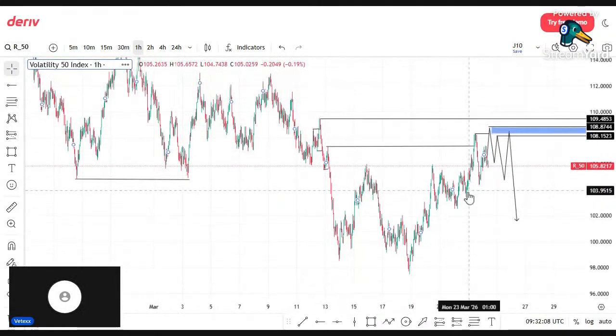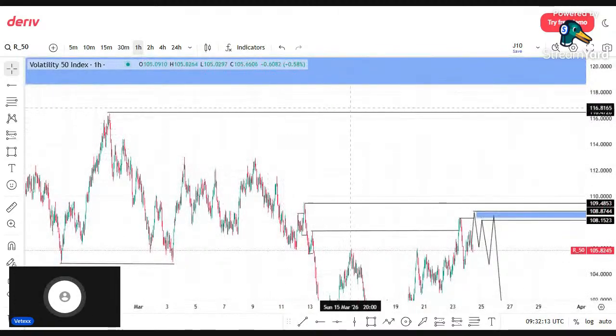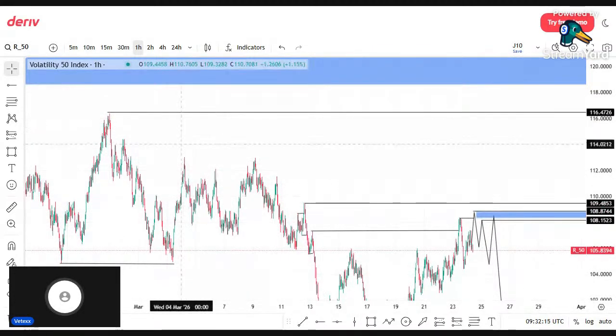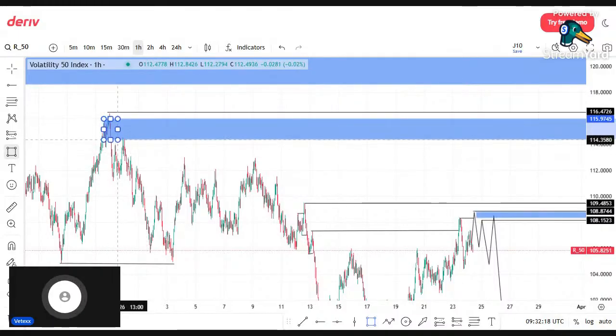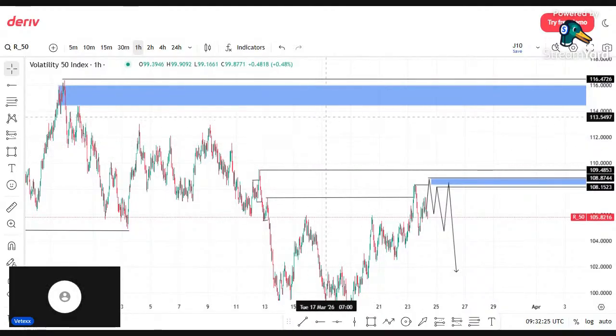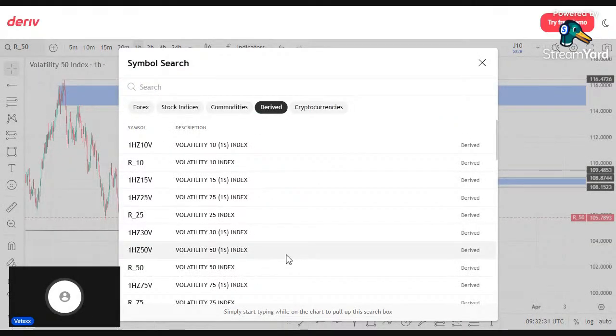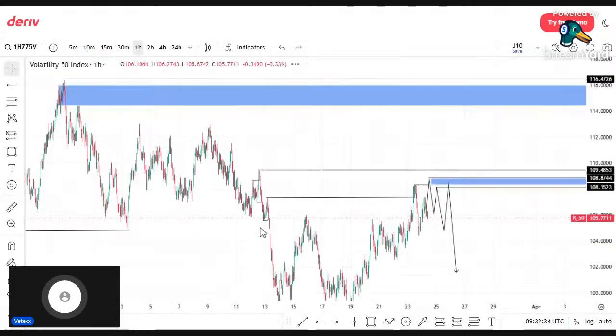And if price refuses to do that, we have another POI above here that we can work with, and there is also another POI here that we can also work with, which is this. So any one that price respects, or any one that plays out the way we wanted, will be the one that we take. That's all about V50. The next pair we will be checking is V75 1 index.